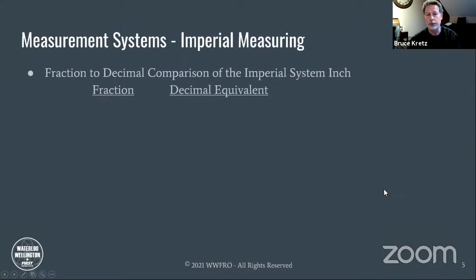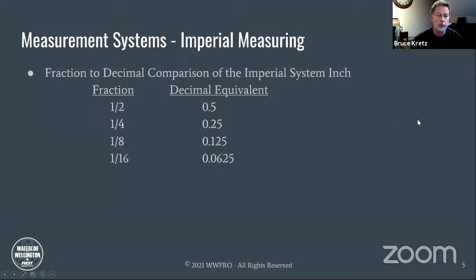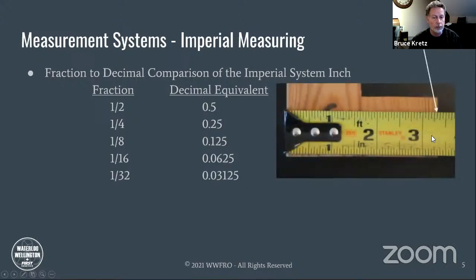So, fractions to decimal comparison. The imperial system uses both fractions and decimals. And what that will look like is 1/2 of an inch is 0.5. 1/4 as a decimal is 0.25. 1/8 is 0.125. Can you see the math? What's happening? We're dividing by 2. We're multiplying by 2. 1/16 is 0.0625. And a 32nd is 0.03125. We won't go any further, but we can go into smaller fractions, but not worthwhile right now.